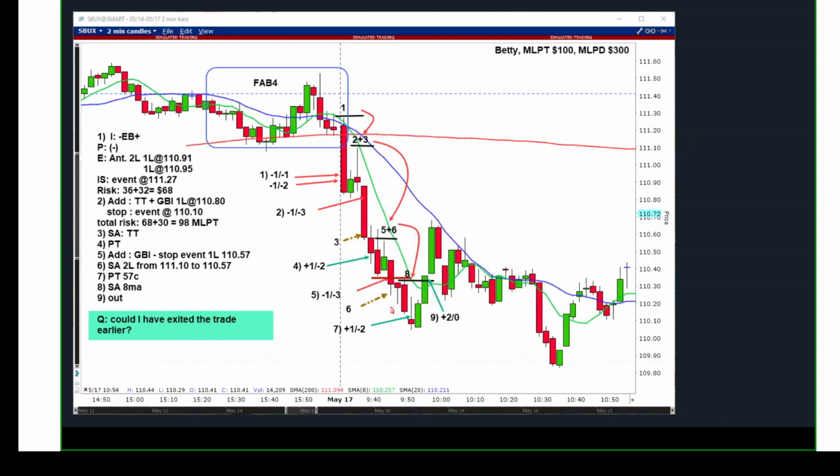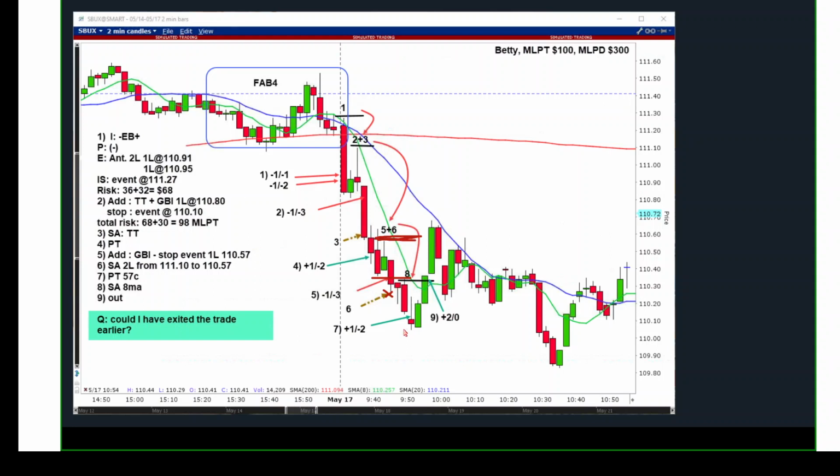And then in number 6, oh no, wait a minute. Yeah, sorry, add here. Number 6 is stop adjustment 2 lots from 1, 11, 10. From here. Okay, so when we get here, now she decides to move the whole thing down to this level.